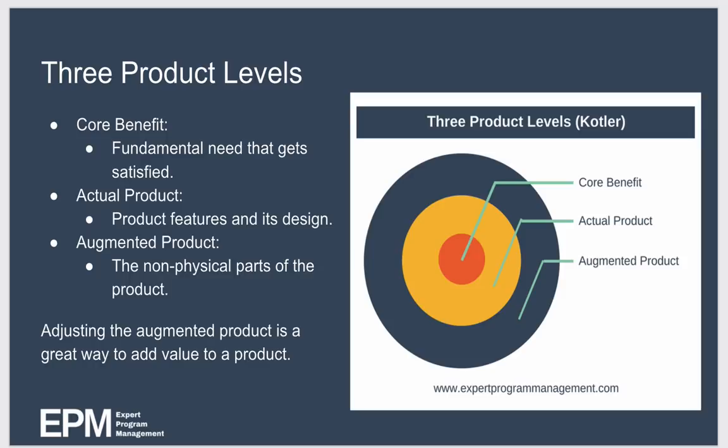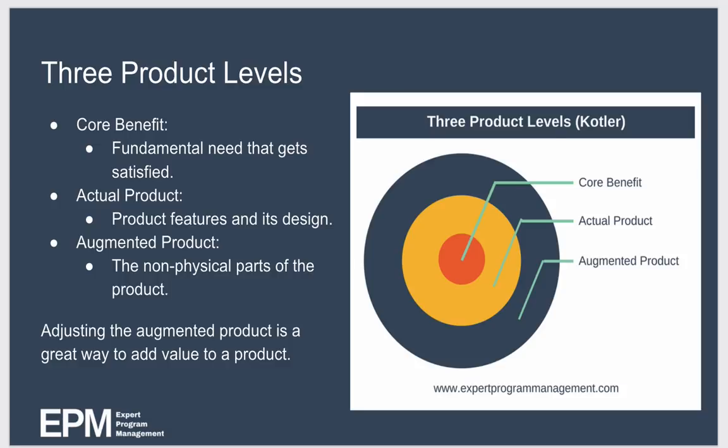So in order to understand a product better, Kotler proposed examining each product as though it were actually three separate products. So firstly, we have the core benefit, secondly, the actual product, and thirdly, the augmented product. Now together, these three separate products are known as the three product levels. So let's examine each in turn.